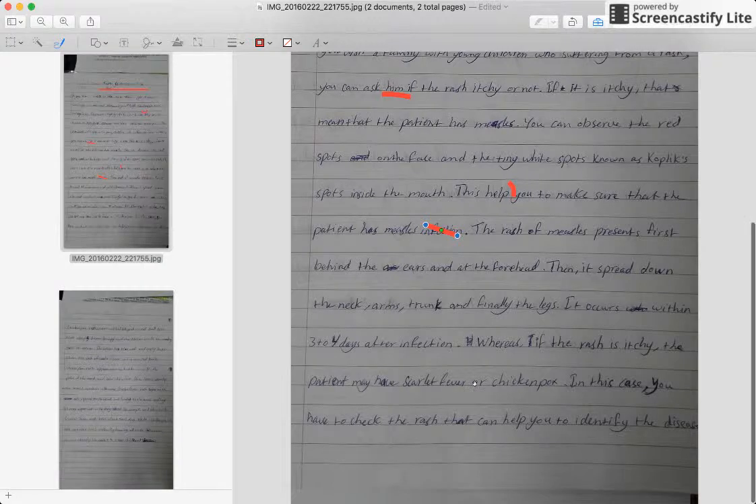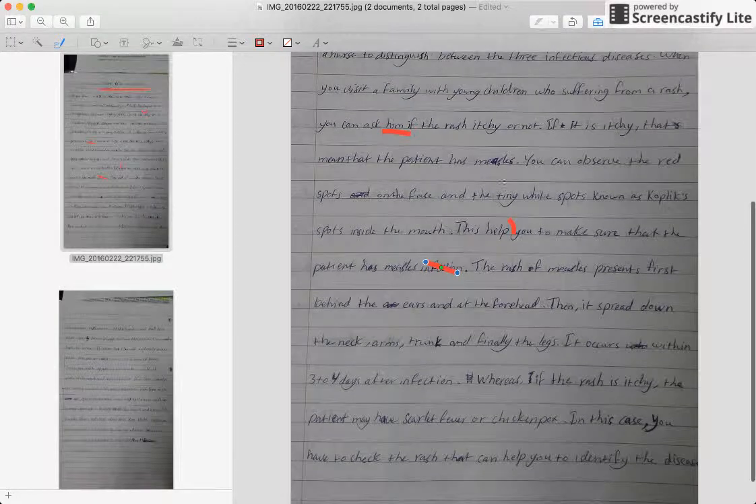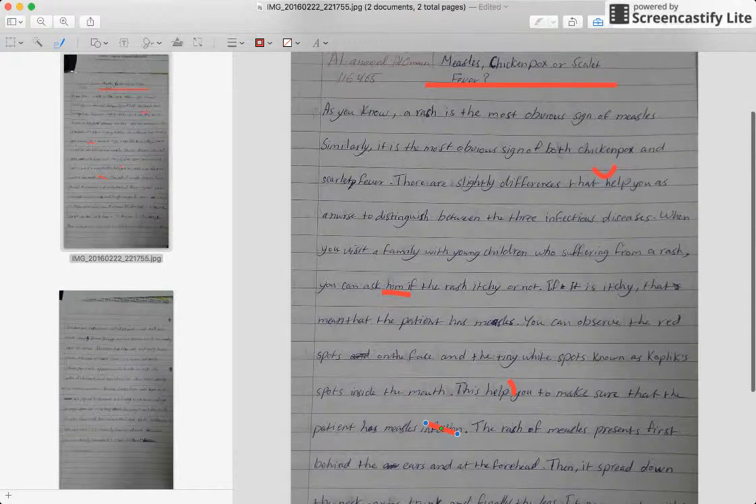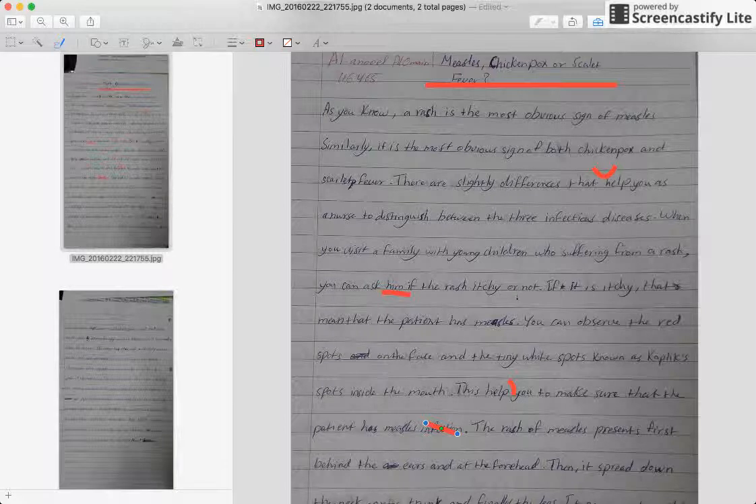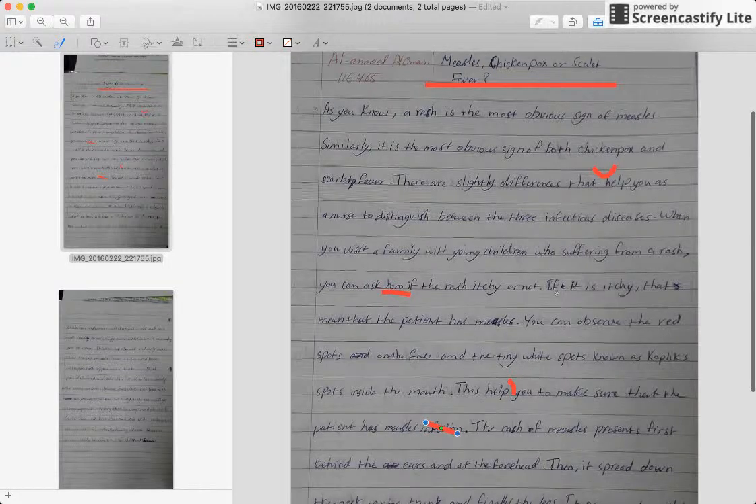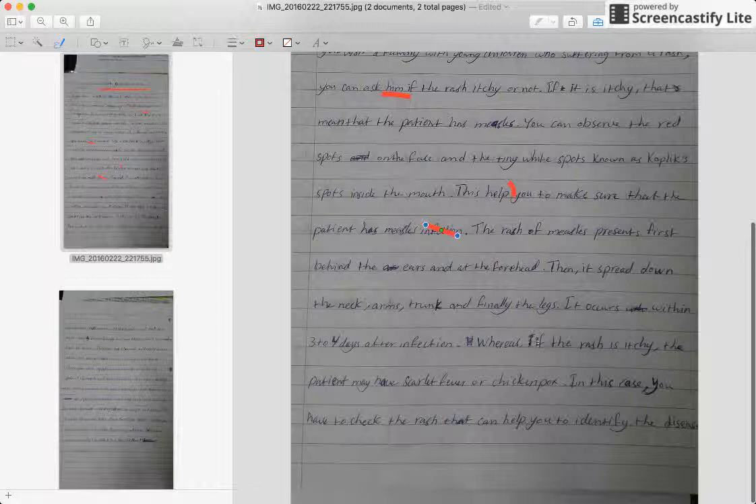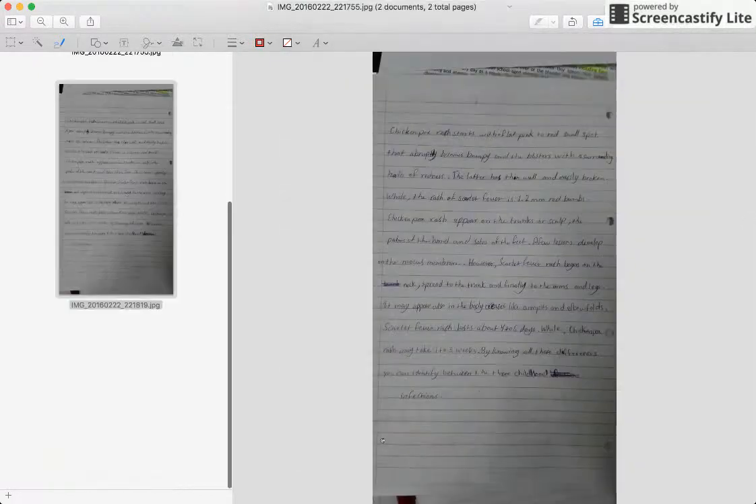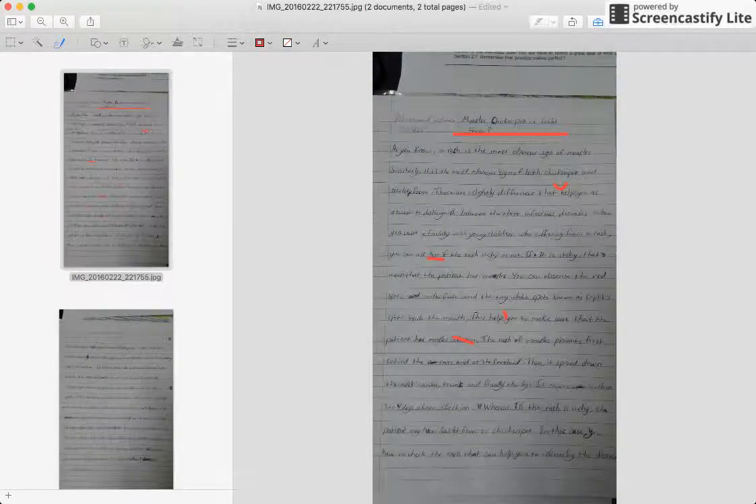Okay, so wait a second, you're confusing me here, because you said if it's... Oh, I think I misread that. Similarly... Okay, if the rash is not itchy, then it's measles. Okay, I see. If it is itchy, okay, this is an interesting way to look at it. Very good. Okay, patients may have scarlet fever or chickenpox. If in this case you have to check the rash, that can help you identify the disease.